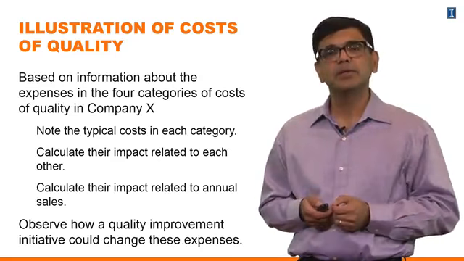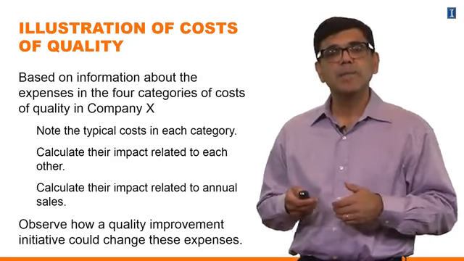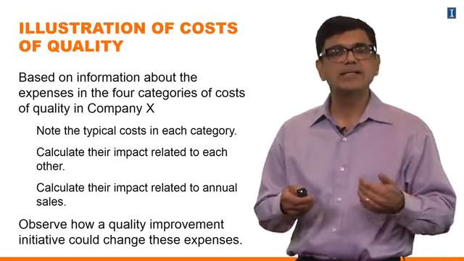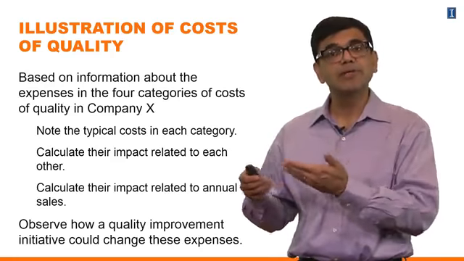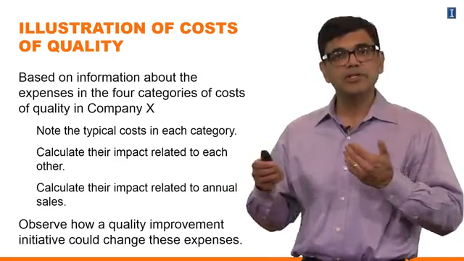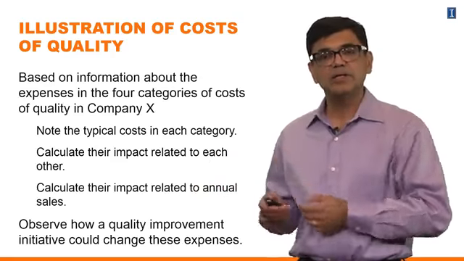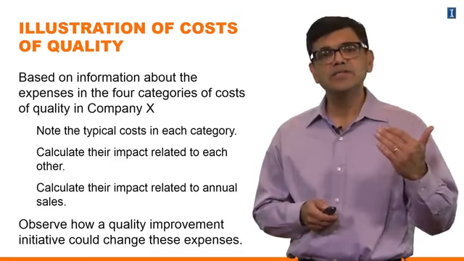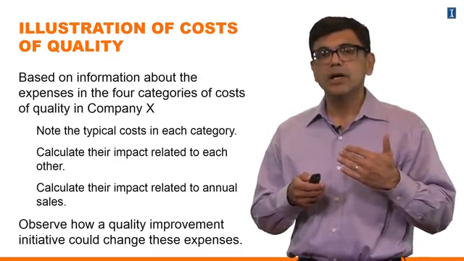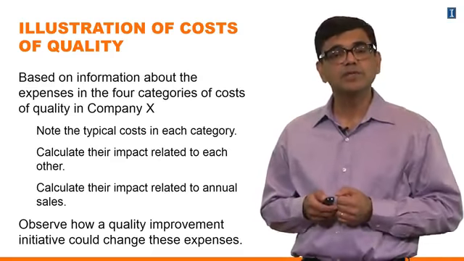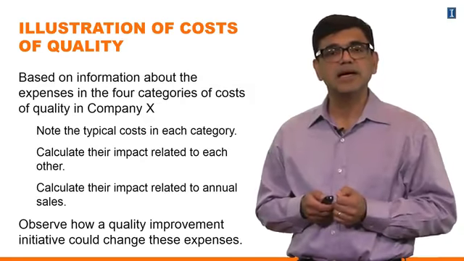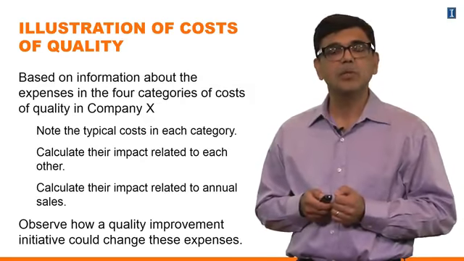So here's an example of a fictitious company, and what you're going to see in the next few slides are the different costs. So you'll see the amount that they're spending on prevention and appraisal and internal and external failure, and you'll see in terms of percentage of total sales how much they're spending on each of these. So let's take a look at some of these numbers and see what you can find.